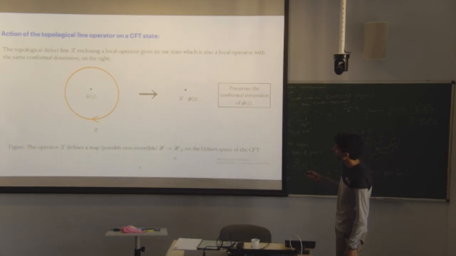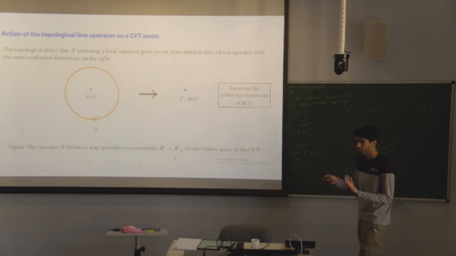So now the X operator is a topological operator. This would mean that it commutes with all Virasoro generators, which means that the conformal dimension of the operator, which is the L0 eigenvalue of phi of z, is preserved. Okay, so the energy is the same for both the states.